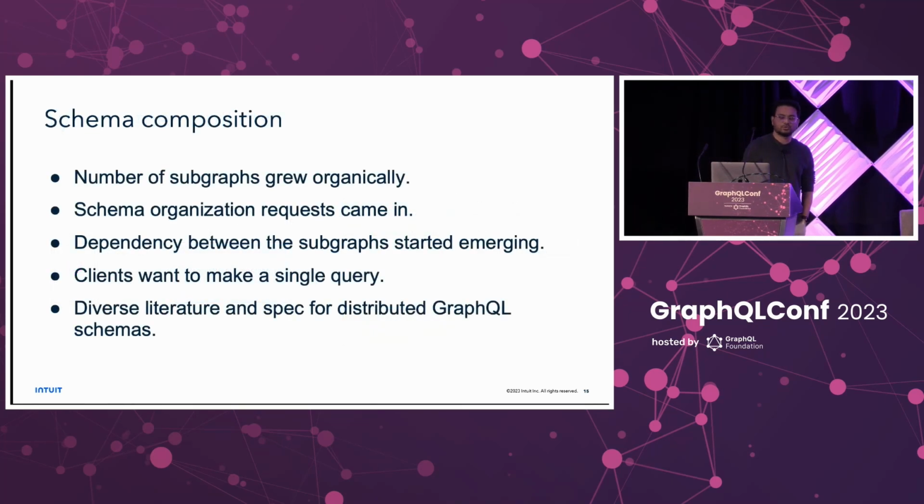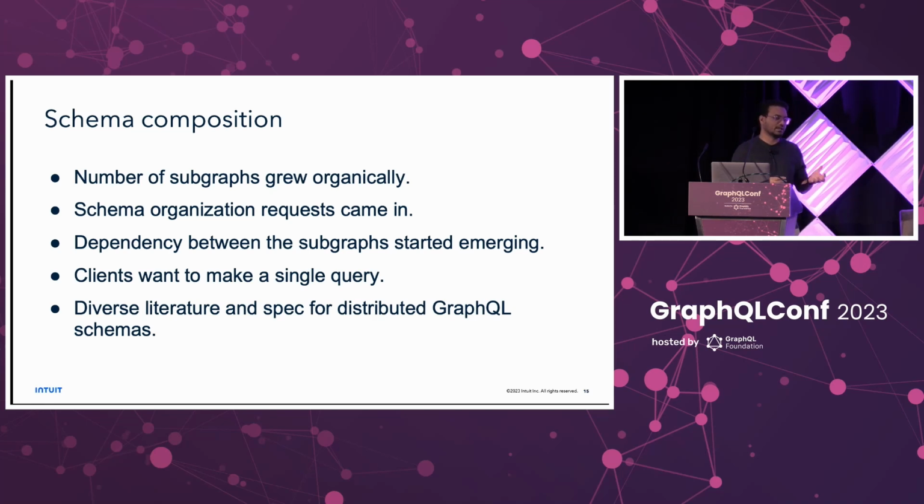So that brings me to the schema composition use cases that we had. The number of subgraphs started growing. It was easier when the subgraphs were very independent and did not have relationships between them. But as the number grew, requests started coming in, like, I want to organize a schema so that all my subgraphs within the same domain have a common parent. Or there are dependencies between subgraphs which need to be represented in the supergraph so that the client makes a single query across these dependencies, right?